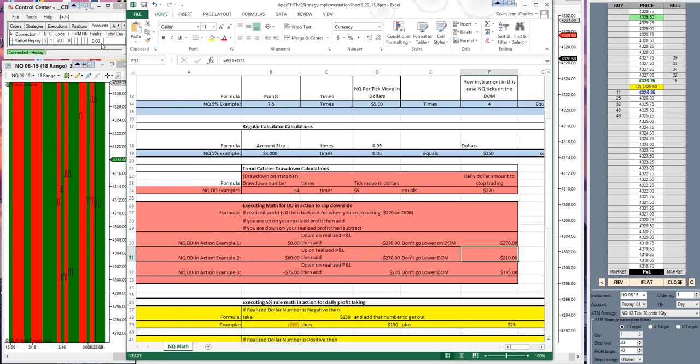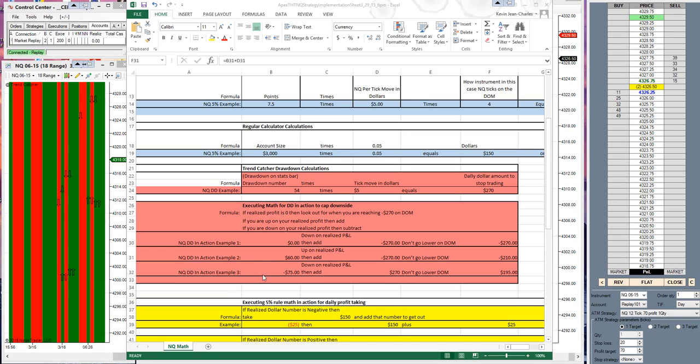Basically, I'm saying if this realized profit is showing 60, I know my drawdown's 270. If I see right there I'm at negative 210, then I'll be done for the day, based on my calculations on this spreadsheet. That's how I do the math. I was doing this in my head, but I put the sheet together so you can have more of a visual of how you see it. This is just the way I do it.